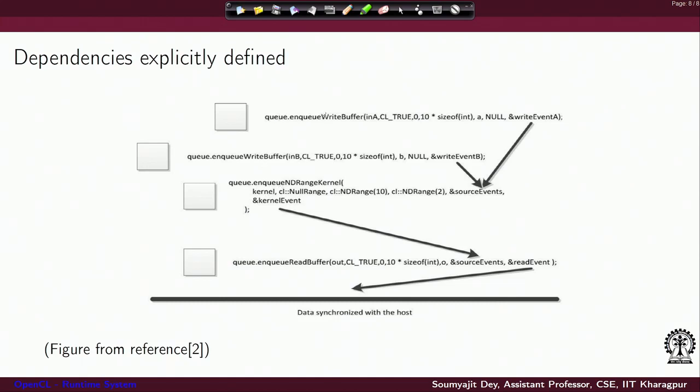As you can see, we have these write buffer commands, and these are the associated events that we have defined. The ND range kernel is the enqueued kernel. It can only execute when these events are done, and it will output the kernel event as CL complete. Using this kernel event, I can initiate the execution of read buffer, and when this read buffer is done, I will get as output the read event, and in that way I have the data synchronized with the host. So this is the other option of dependency.